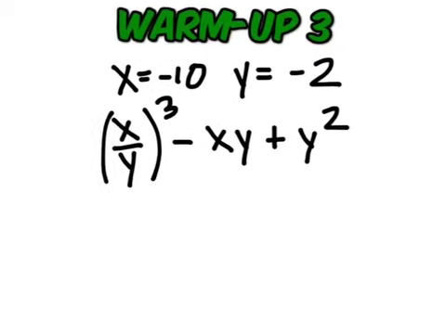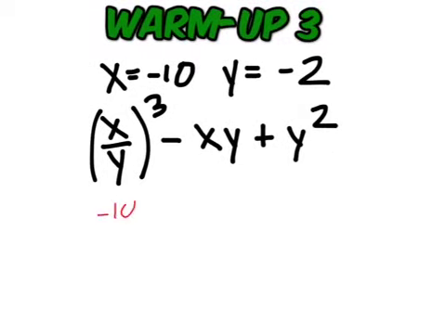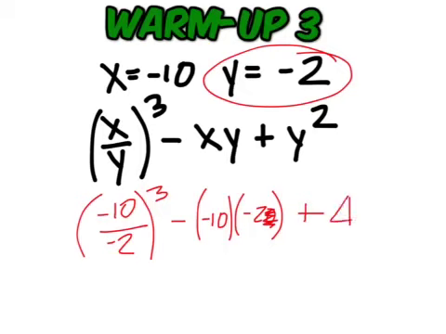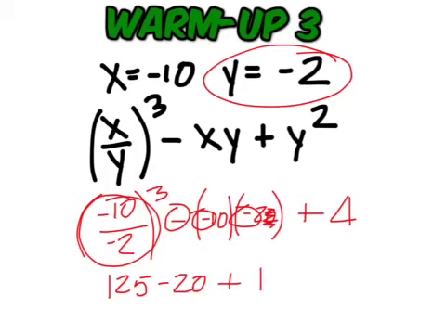X is negative 10. So negative 10 over y, which is negative 2. And you have to cube that. And then minus, what we got here, negative 10 times, not negative 20, but negative 2. And then plus y squared, that's going to be 4. This ends up being 5, and when you cube it, it's 125. Triple negative in there is going to be minus 20. And then plus 4, you should get 109.